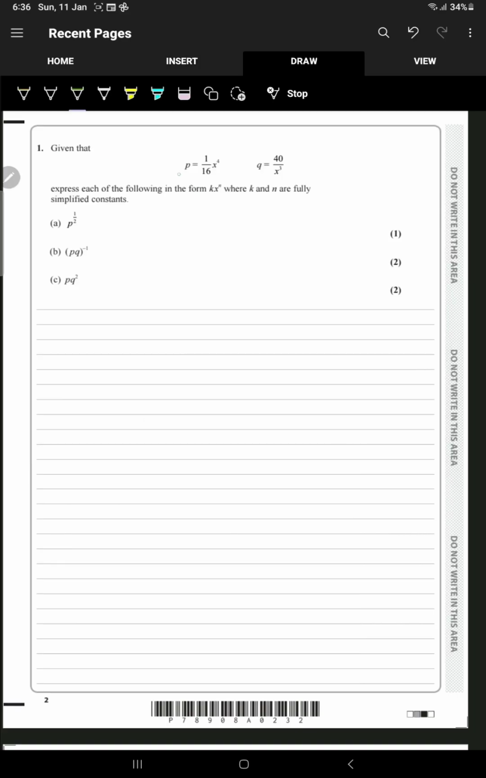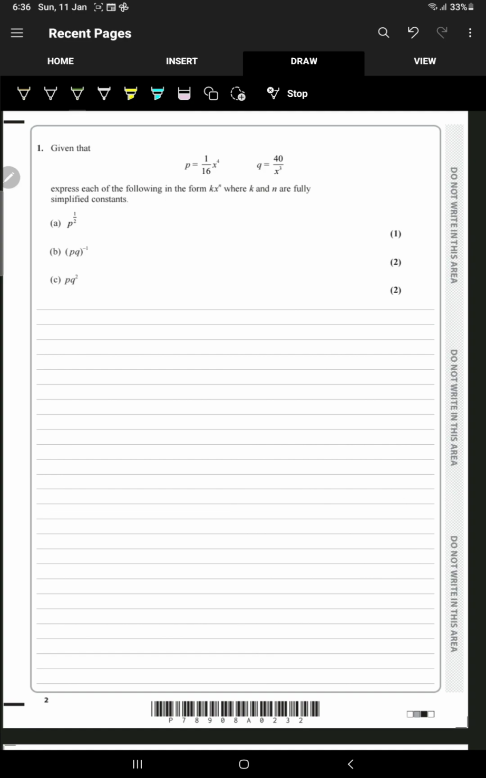Now, given that p is equal to 1 over 16 x to the power of 4 and q is equal to 40 divided by x to the power of 3, express each of the following in the form kx to the power of n, where k and n are fully simplified constants. Okay, here, p to the power of half, we have to sub in this value of p over here.